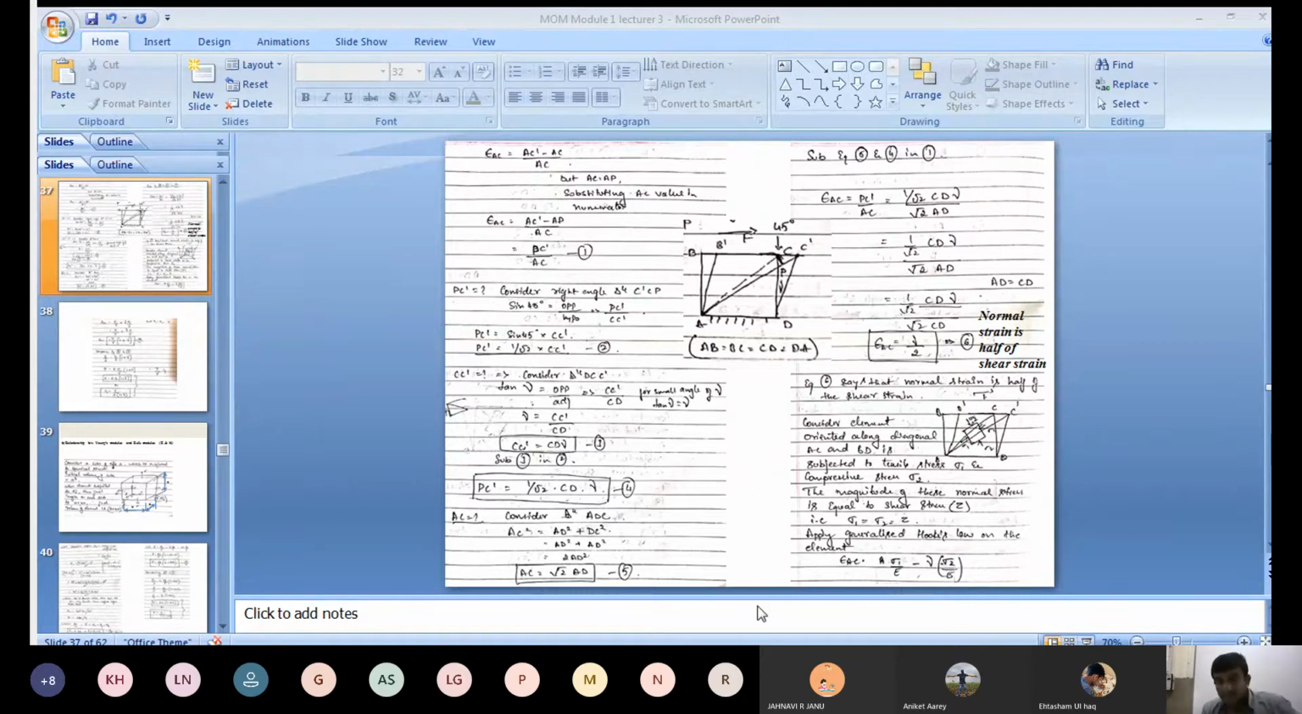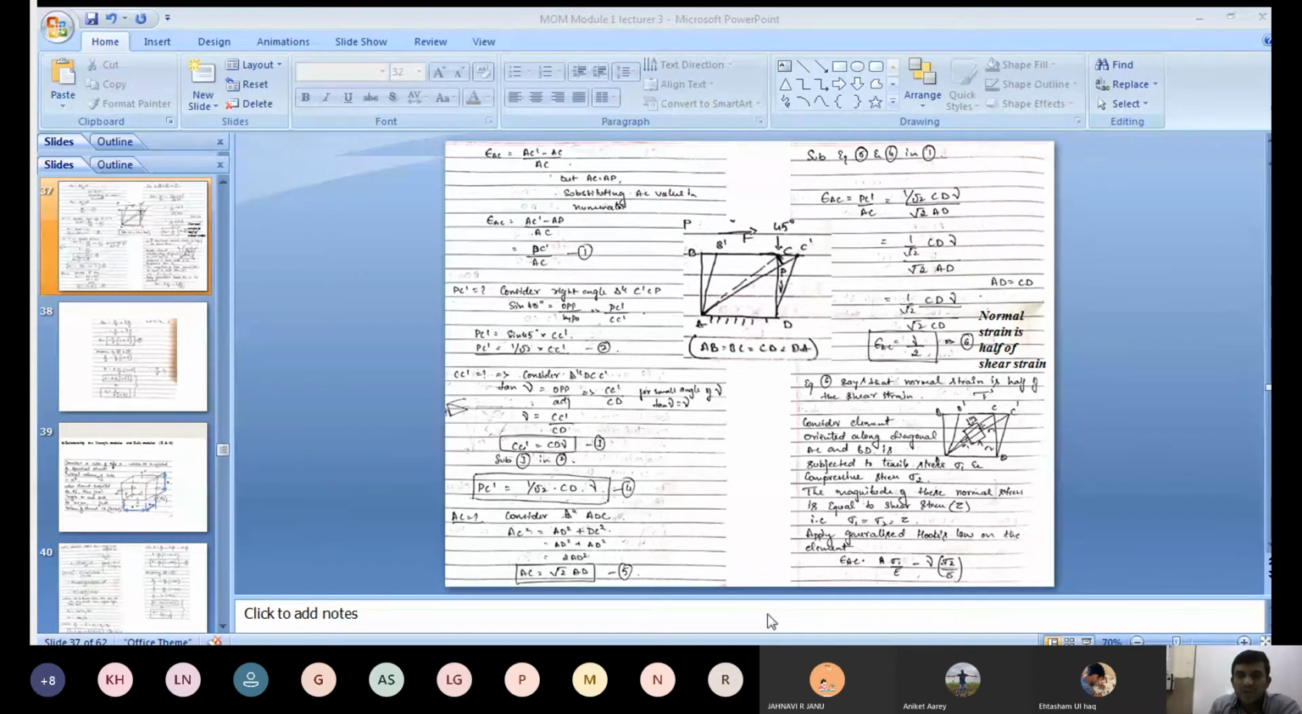Now consider this element subjected to two stresses. One is tensile stress, another one is compressive stress. Right? We'll consider only the two-dimensional object. If it's three-dimensional, then sigma 3 also will come into the picture. But here we consider only a lamina, a square lamina. Now apply the generalized Hooke's law on the element. What is the generalized Hooke's law?